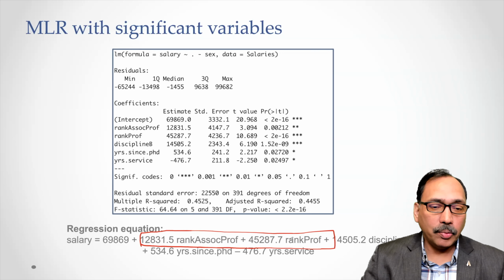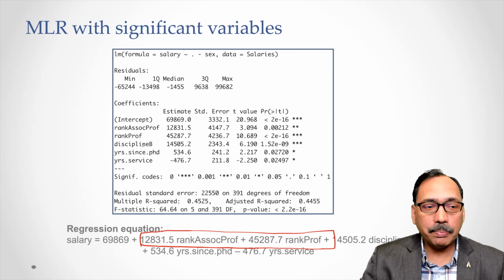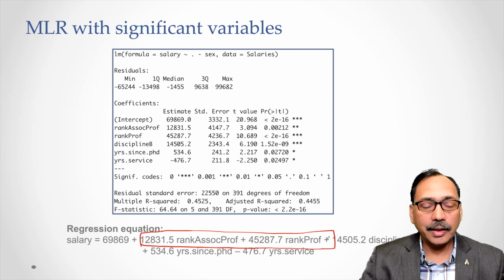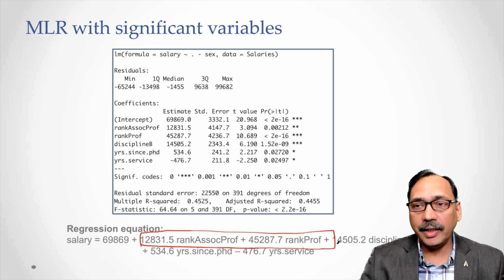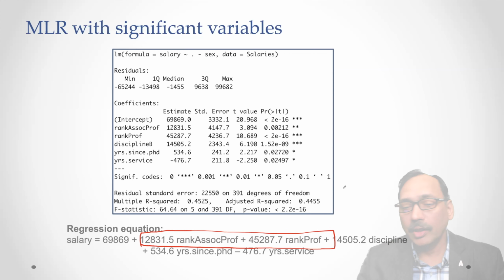So this times 0 plus this times 0. So that part becomes 0. And depending on which discipline this person is going to, if this person is going to discipline B, then we retain discipline B. But if this person is going to discipline A, then discipline B also becomes 0.